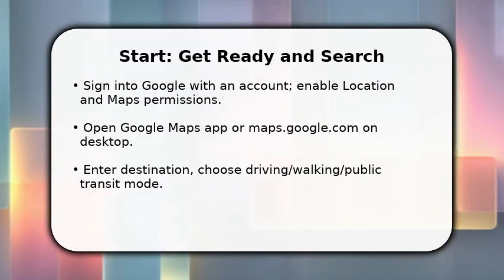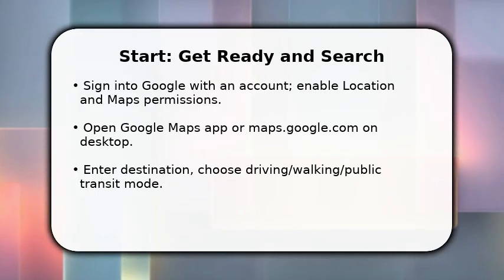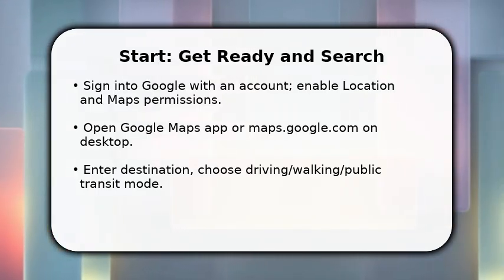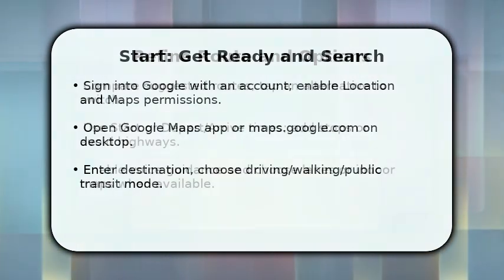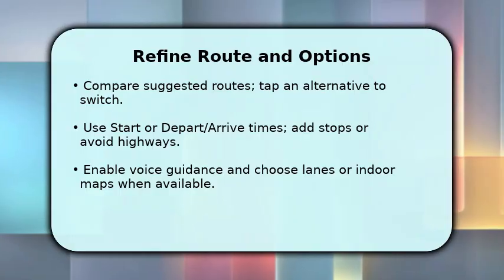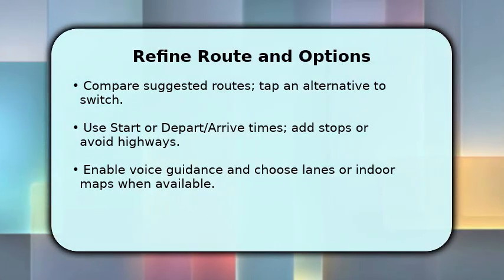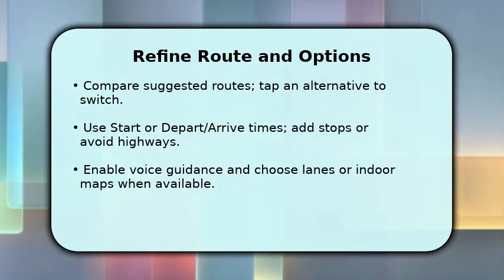Once done, pick your travel mode: driving, walking, cycling, or transit, because each mode changes route options and travel time estimates. You'll review the suggested routes and compare distance and ETA. Tap an alternate route to switch immediately. Once chosen, add intermediate stops by selecting Add Stop and reorder them if needed so your trip flows logically.